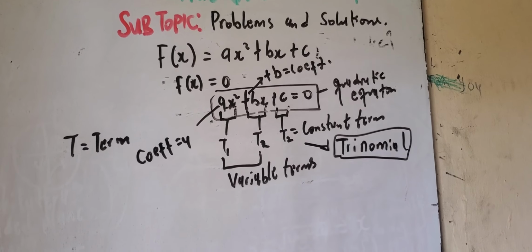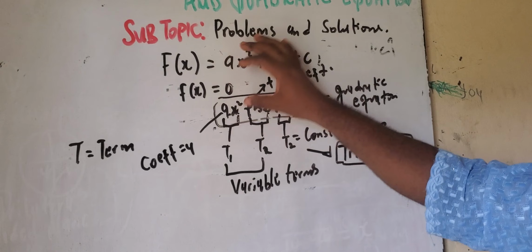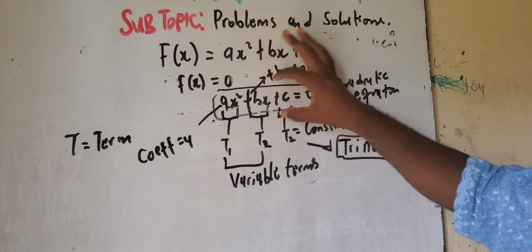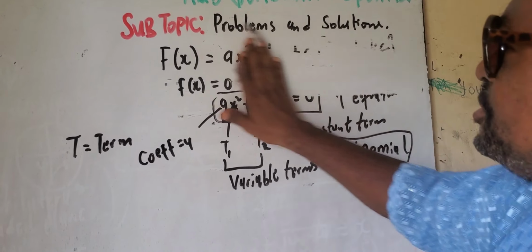Now another question is this. You will wonder, why is it that quadratic equation or quadratic function are expressed like this? How do we come about this expression? I will show us now. Look at what I want to do.